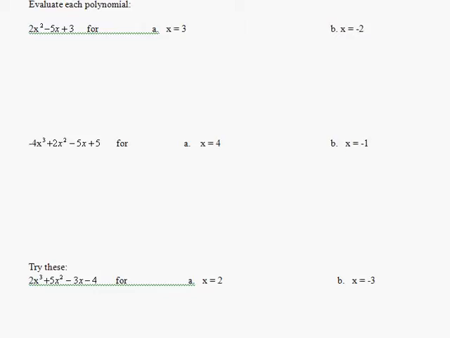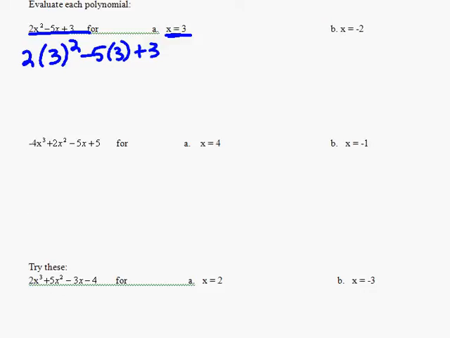And to evaluate a polynomial that has variables in it, somebody has to give us the value of the variable. Once we have that, we simply substitute it in for the variable and then do the order of operations. So that means for A, when x is 3, in this polynomial, everywhere I see an x, I replace it with a 3. So I have 2 times 3 squared minus 5 times 3 plus 3. Now I follow order of operations to complete that.